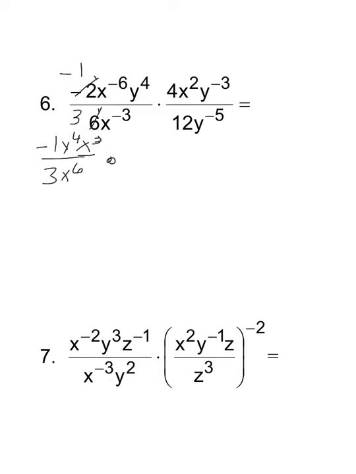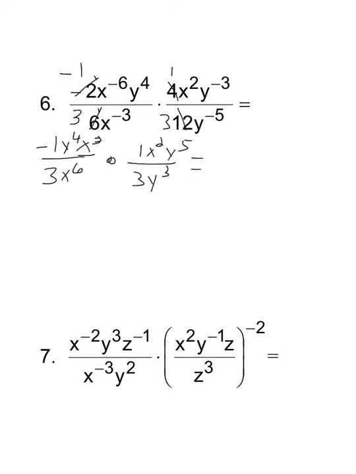Okay, 4 and 12, looking at the second one. That'll reduce. 4 goes into 4 one time, goes into 12 3 times. So I've got 1/3. X to the second on top, it's positive, so it stays up. Y to the negative 3, got to move it down. Now I'm looking on the bottom, y to the negative 5, got to move it to the top.